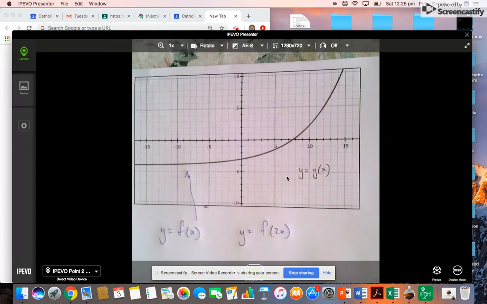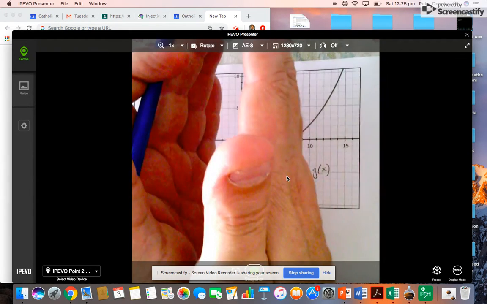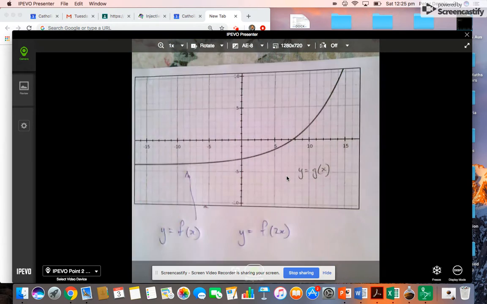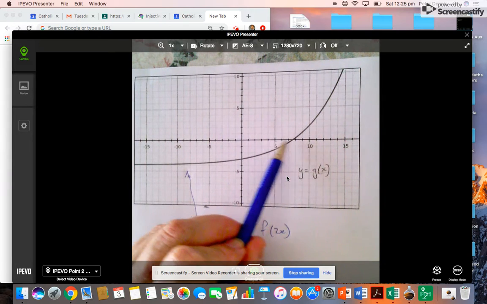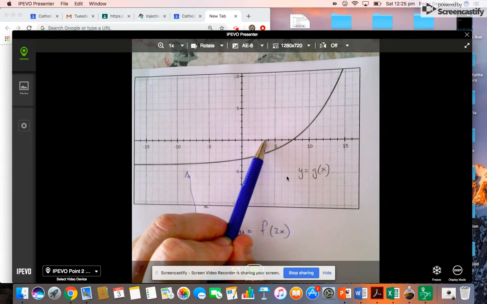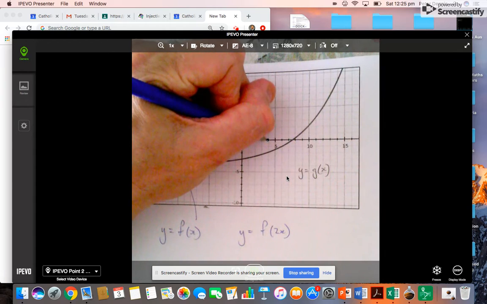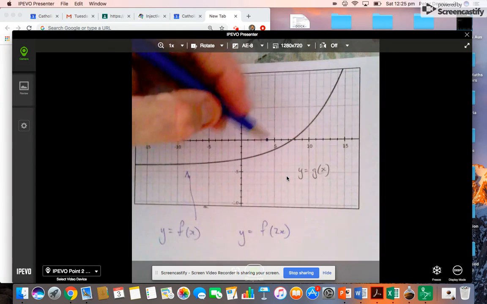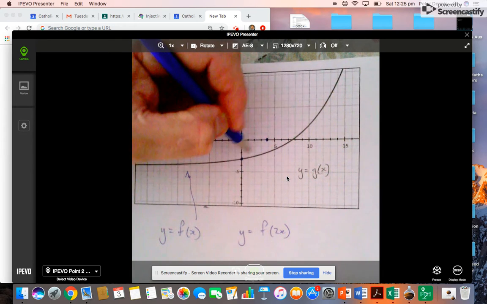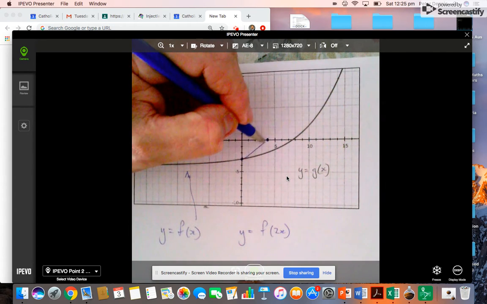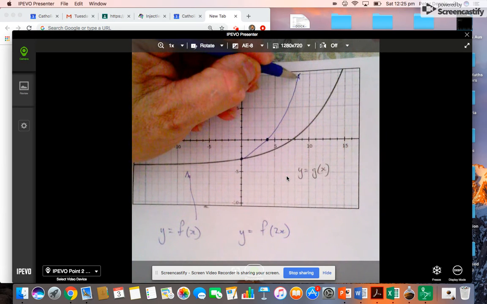So again, what that means is everything's going to happen twice as quick. So we're going to squash this graph because everything's going to happen twice as quick. Instead of it crossing here at about 7.5, it's going to cross at about 4. 2 times 0 is still 0, so it's still going to go through there. But this graph is going to be squished up there.